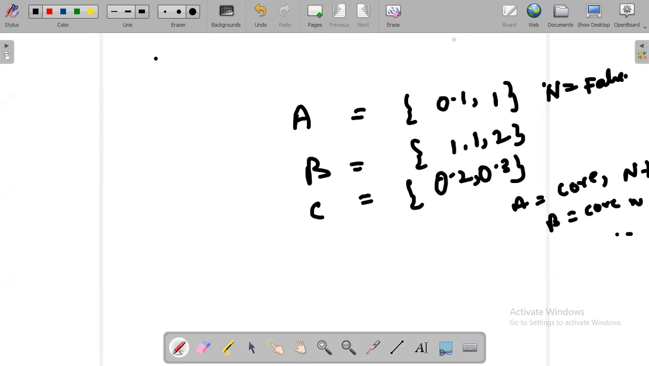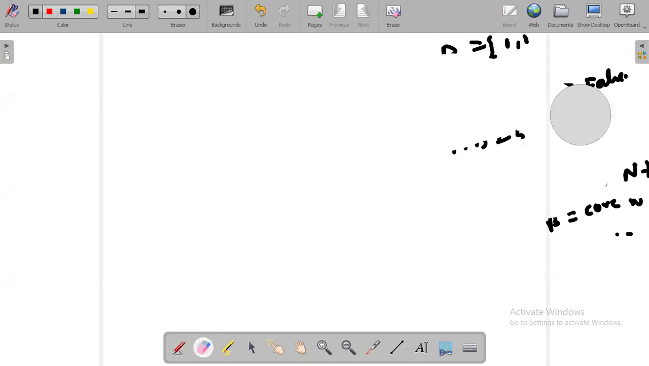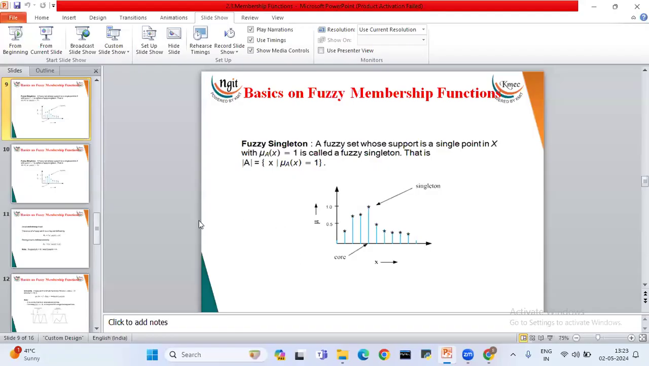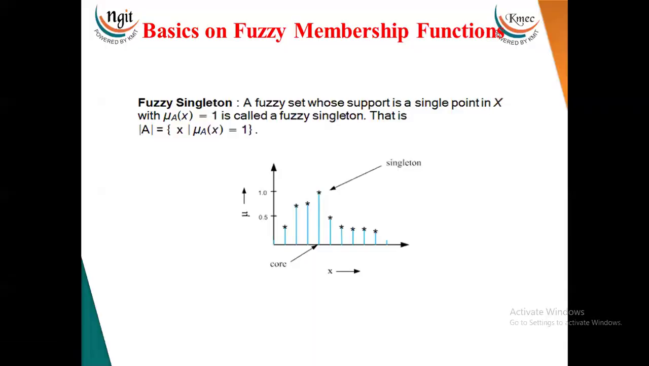One more example I'll write here. Suppose D equals 1, 1. I have two values, 1 and 1, so this is not a singleton. Singleton means only one core value should be there, not more than that. So that is the difference between normality, core and singleton. If you see the graph, it has only one core value; that is called singleton.